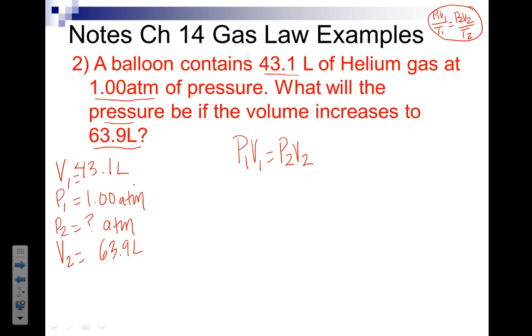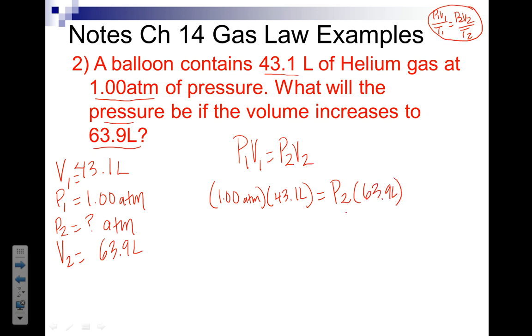Another thing you want to check for is make sure your units agree. Liters and liters match, so that's good. Atmospheres and atmospheres match. So all of our units are in agreement. We're solving for P2. So I'm just going to plug into my formula. So we're going to go right straight down our givens and we're going to plug in. P1 is 1.00 atmospheres. V1 was 43.1 liters. P2 is what you're looking for, so I'm going to leave that as P2. And V2 was 63.9 liters.